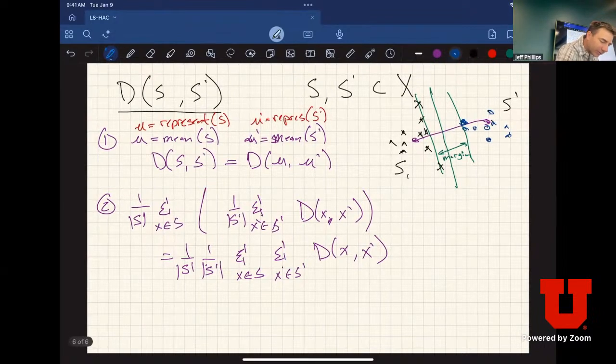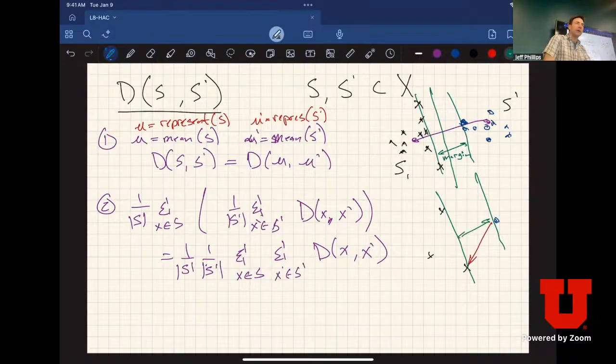Let me draw a separate picture here. That's a good question, right? The margin can be defined like this, but the minimum distance is this, and this is the margin between them. So those aren't exactly the same. But it's a good question. I could use the margin between the two point sets. What is more common to do is the minimum distance.